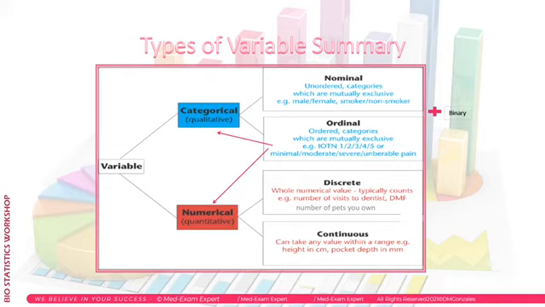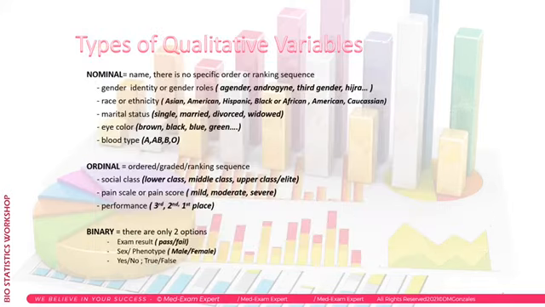For example, you have minimal, moderate, and severe, that is categorical, and when you have 1, 2, 3, 4, 5, that is numerical. Continuous variable is further subdivided into interval and ratio. So let's define all of them one by one.